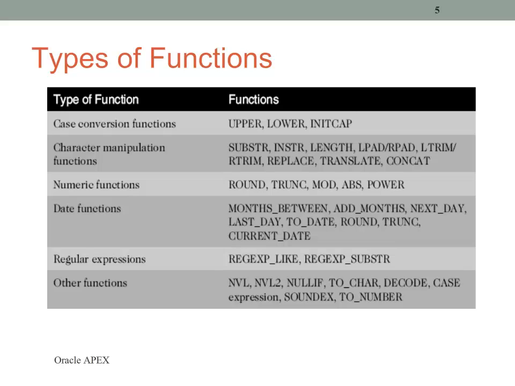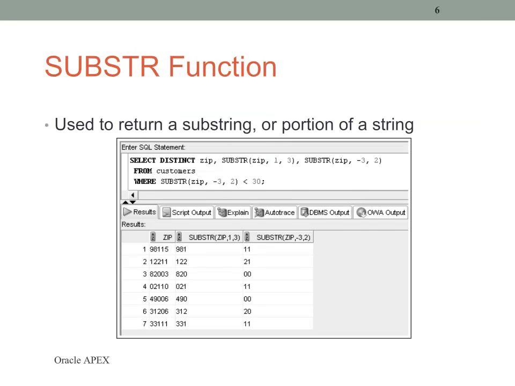Let's look first at character manipulation functions. The substr function is really used to return the substring. Here you see how we use the select statement to set this up. We're going to say select distinct from where, then we enter the substring. We want to have the zip, and then our numerical variables. Notice then the results, how they reflect what we returned here.